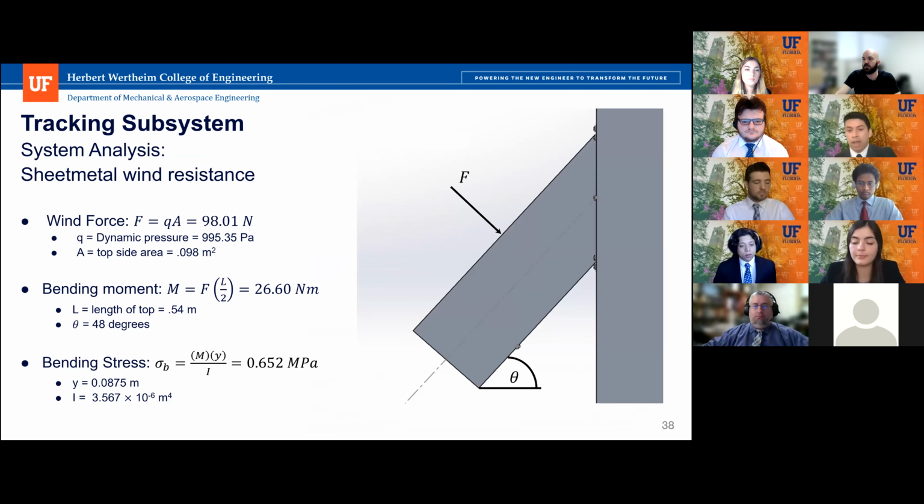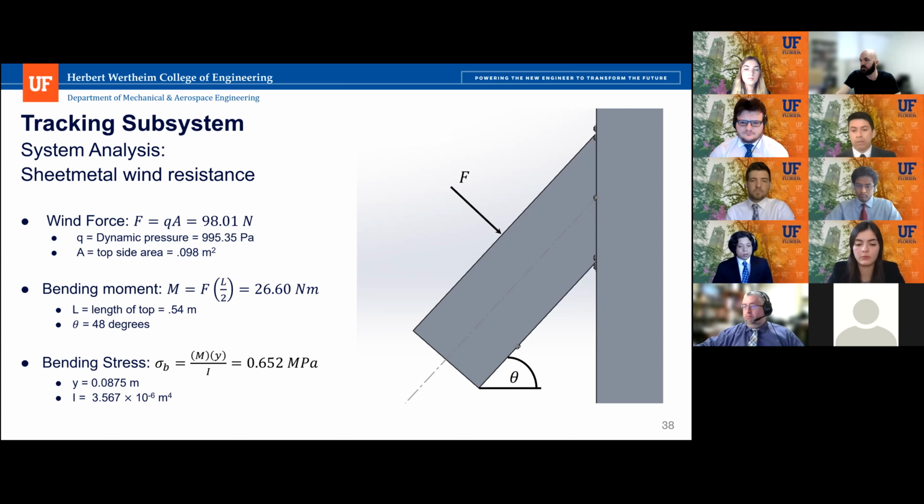Here we have an analysis of the wind acting on the camera mounts. So a bit more information on the sheet metal itself. It's 6061 aluminum, which is about 1 millimeter thick. And the stress was measured as if we're acting perpendicular to the top face of the mount. So from that maximum wind force, which we've mentioned, multiplying that by the area gives us a wind force of 98 newtons. With that, we could find our bending moments.